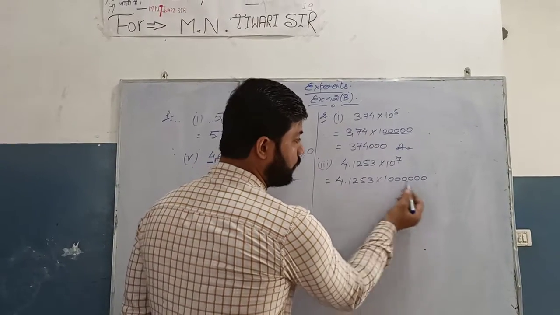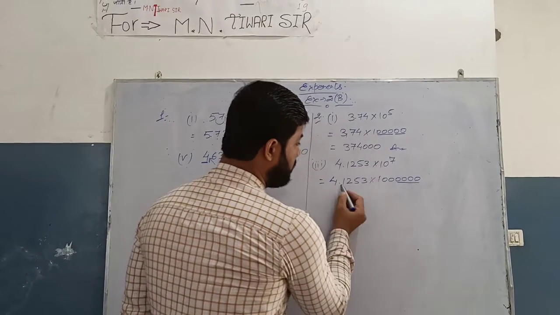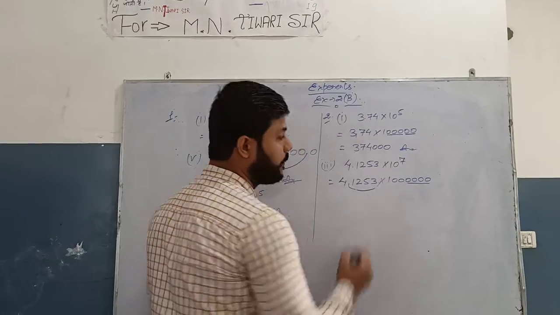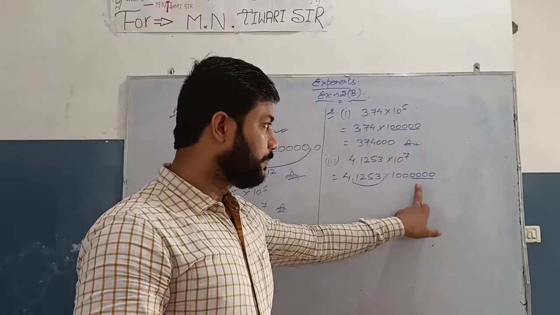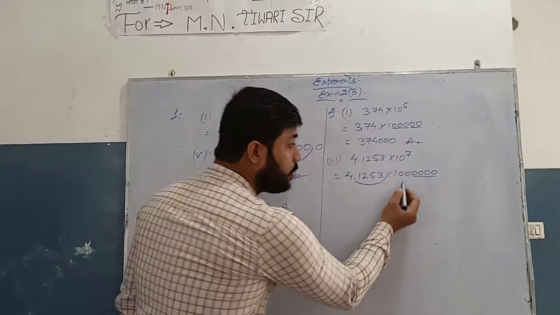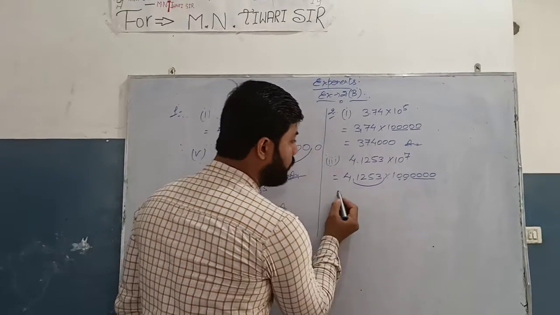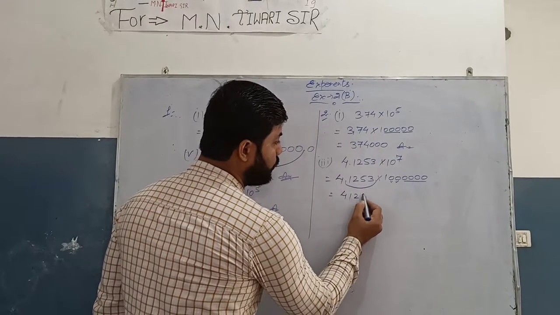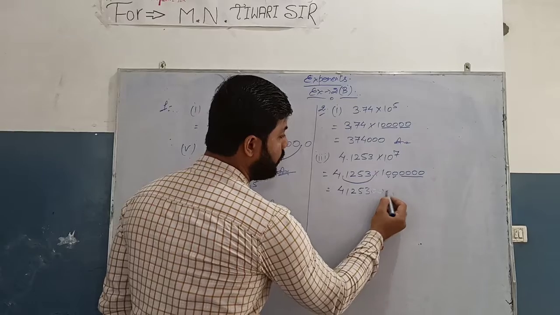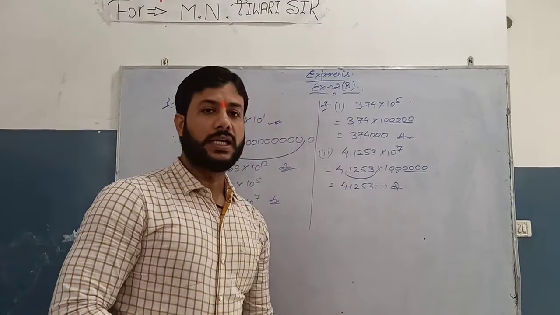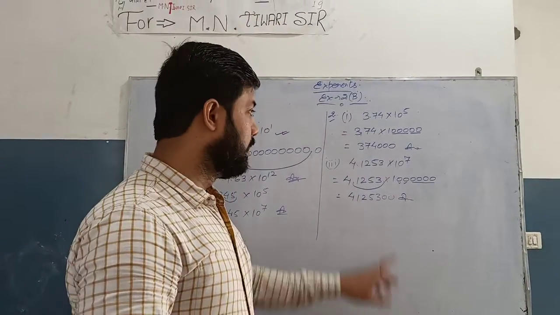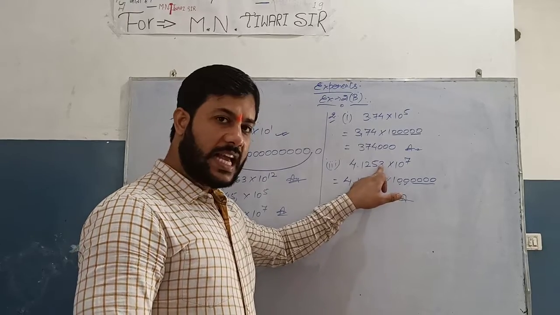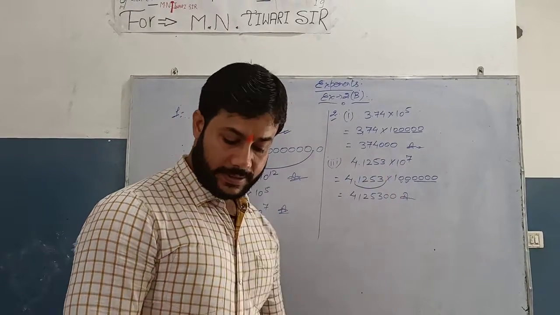So 4 digits will be removed, which means this decimal comes here once we multiply. Now 3 zeros remain here. So 41253000 will be your answer in usual form. So its standard form is this and its usual form is this.